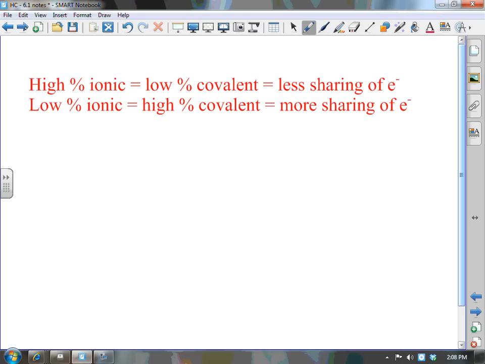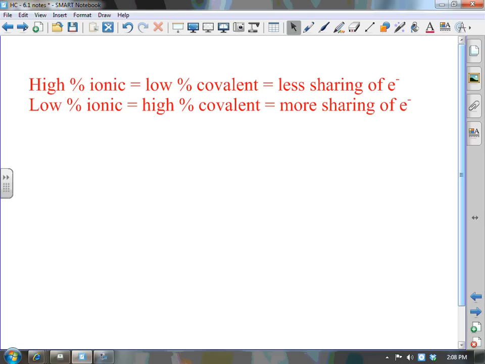The last thing to remember here: what do the percents mean? Out of this section, the hardest thing people have trouble with is just remembering what the numbers tell you. So just make sure you keep this straight. High ionic percentage means low covalent percentage. Electrons are being shared less. If it's a low ionic, that means it's a high covalent. Therefore, the electrons are being shared more, more equally. Again, make sure that you have that percent calculation down because it is not something that is in the book.